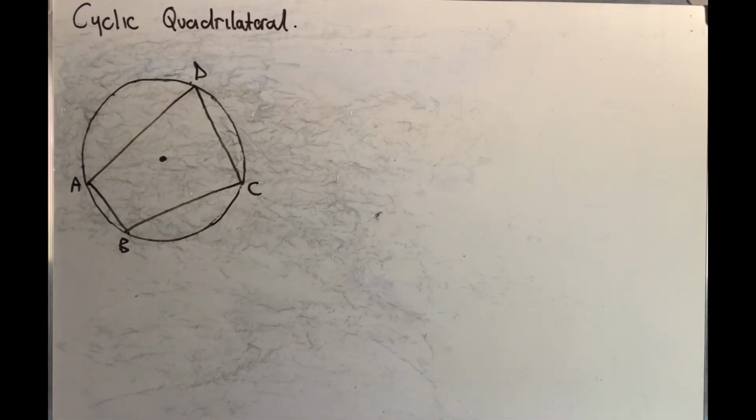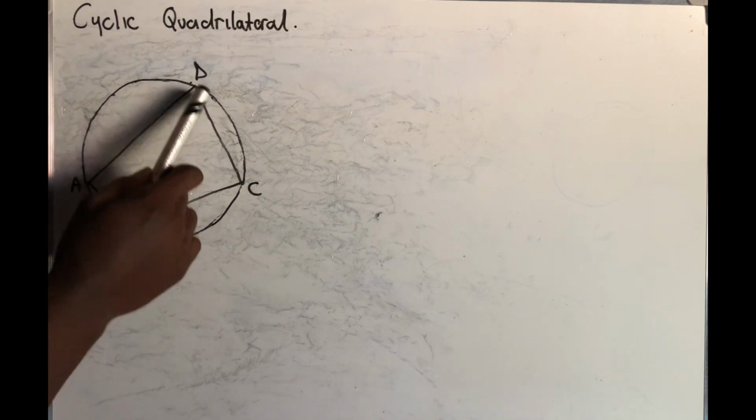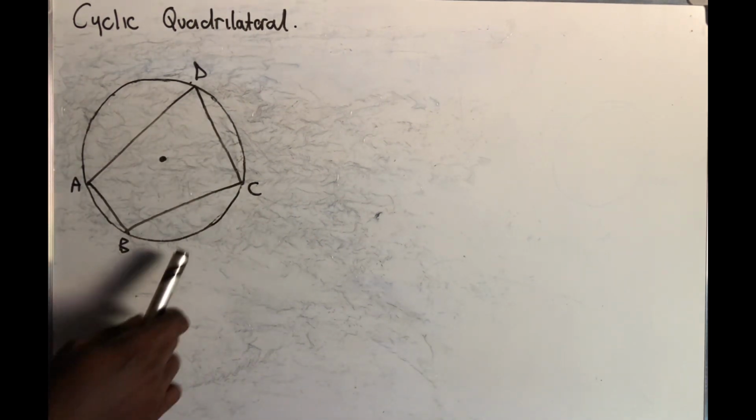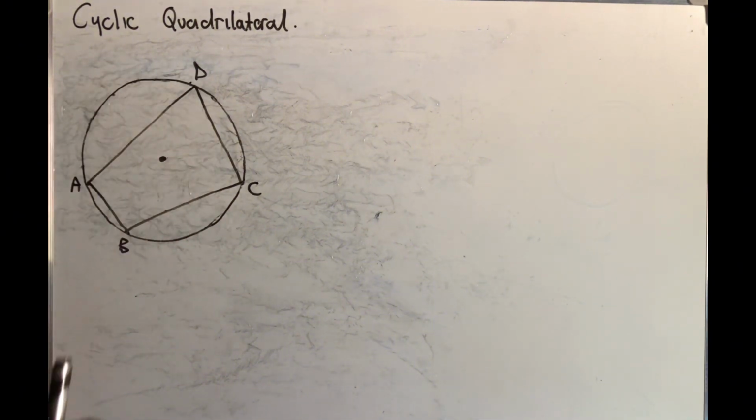Okay guys, what we have here on the board is a cyclic quadrilateral. A cyclic quad is basically a four-sided shape whose vertices lie on the circumference of the circle. So if you have a four-sided shape like this one and all the vertices lie on the circumference of the circle, that means you have a cyclic quad.